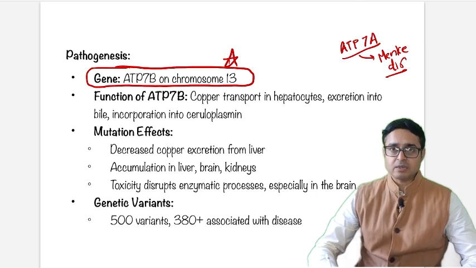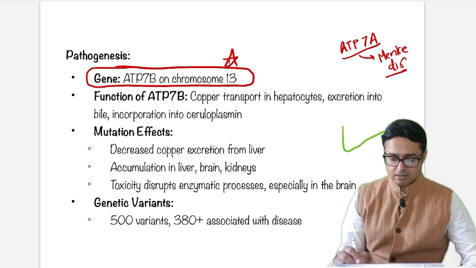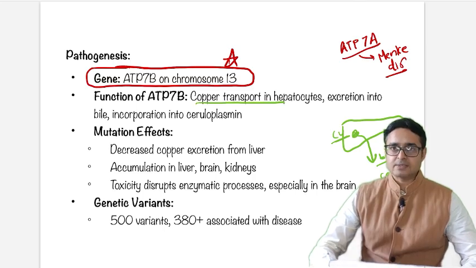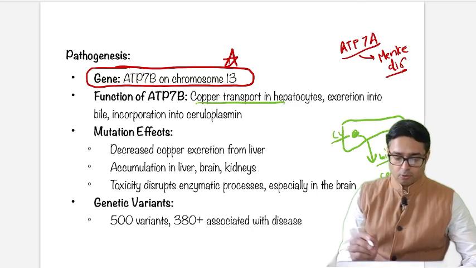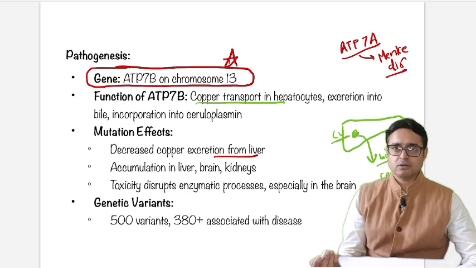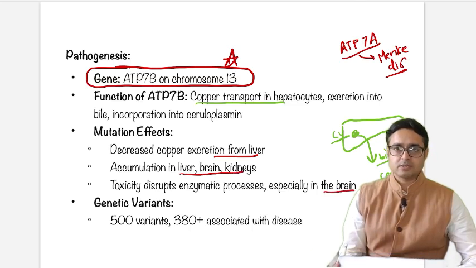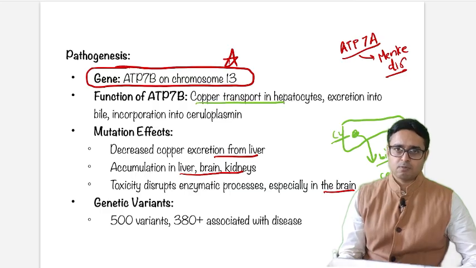What is the function of the ATP7B gene? In the liver, it transports copper in the hepatocyte and excretes it into bile. There it incorporates with ceruloplasmin. Basically, it is associated with copper transport. What happens when a mutation in this ATP7B gene occurs? There is decreased excretion of copper from the liver. So if there is decreased excretion, copper will get accumulated in the liver, brain, and kidneys, and various toxic effects may be seen. So this is the pathophysiology: a copper excretion problem due to ATP7B gene mutation on chromosome number 13.